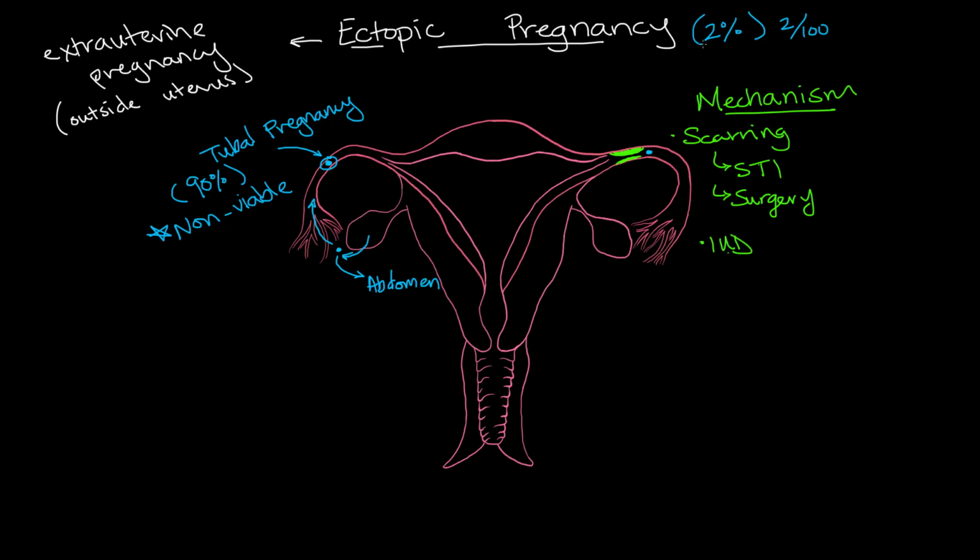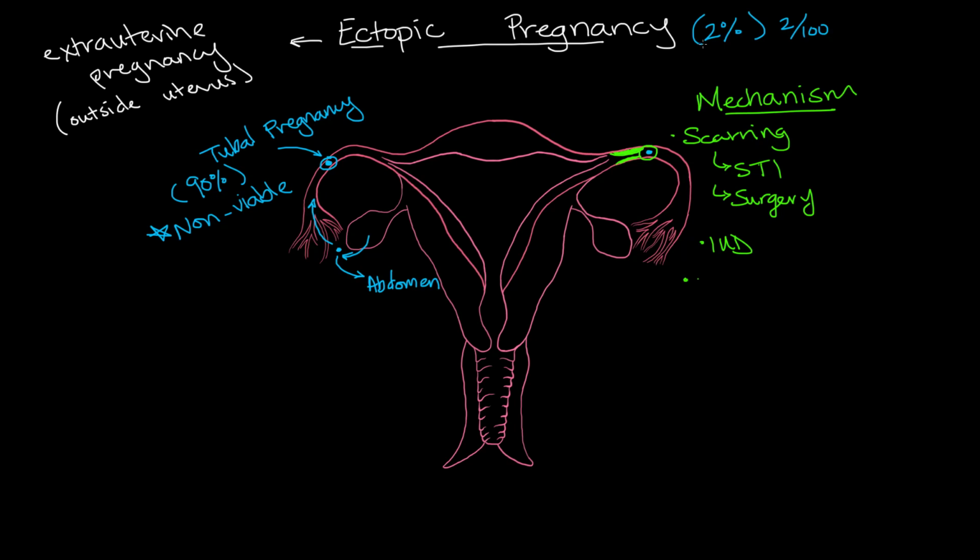IUDs are highly effective contraception. We talked about IUDs in the hormonal contraception videos. They're very good at preventing pregnancy. But if a patient has an IUD and has gotten pregnant, almost all of the pregnancies while having an IUD will be a tubal pregnancy. That's because the IUD stops any sort of pregnancy from occurring inside of the uterus, and so if there is a pregnancy, it will likely be outside of the uterus.